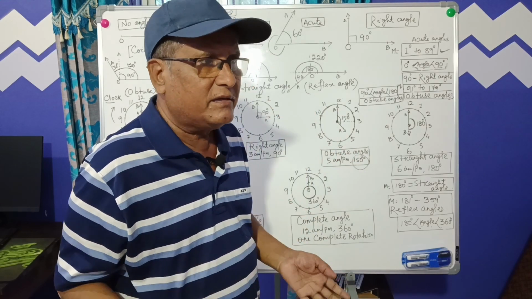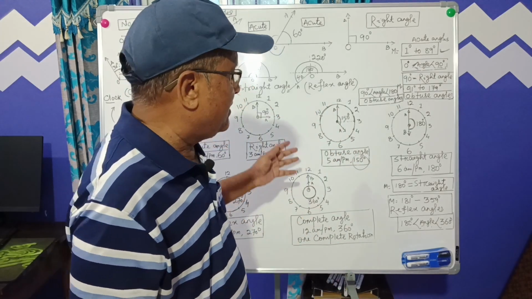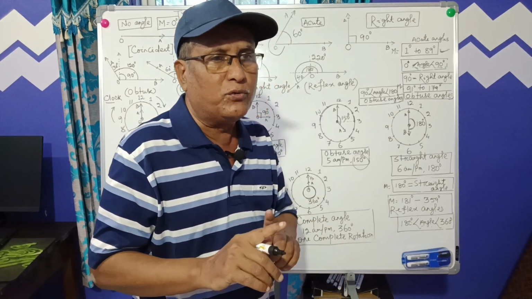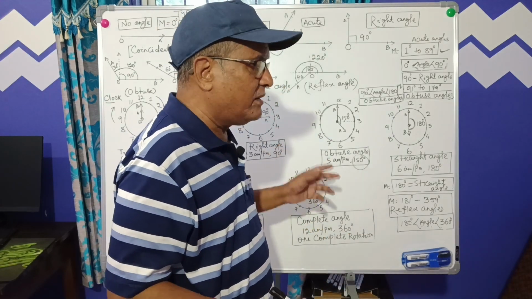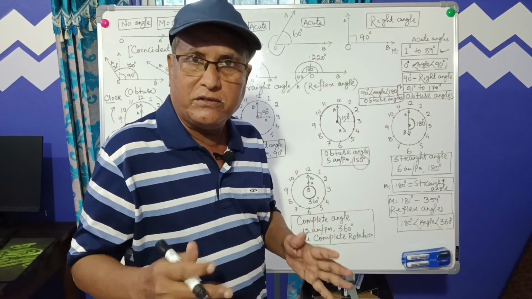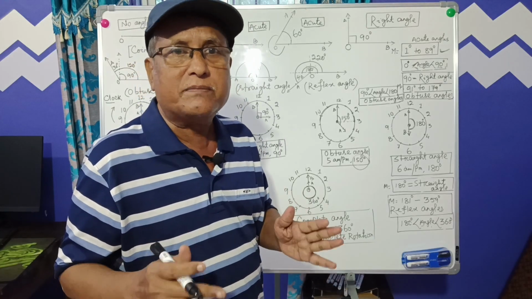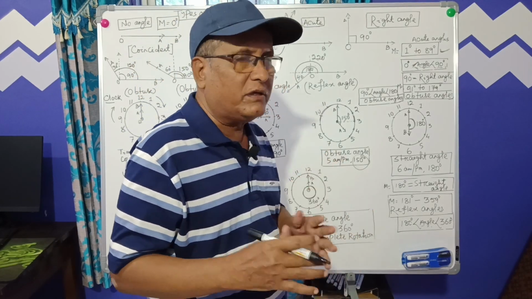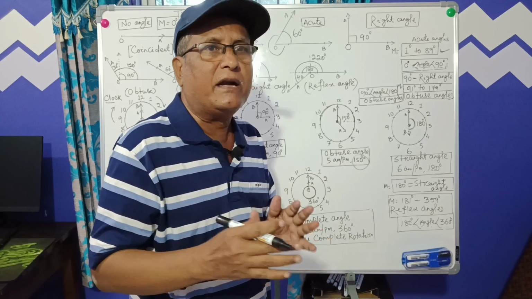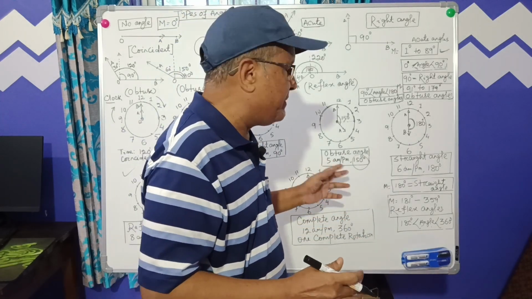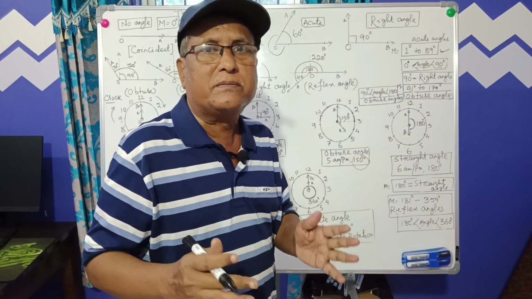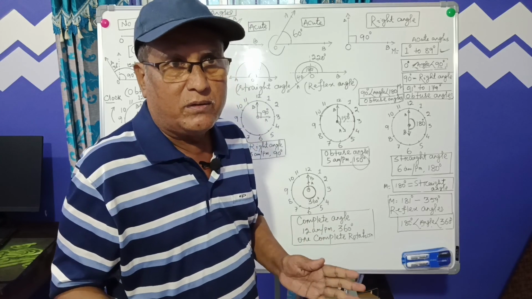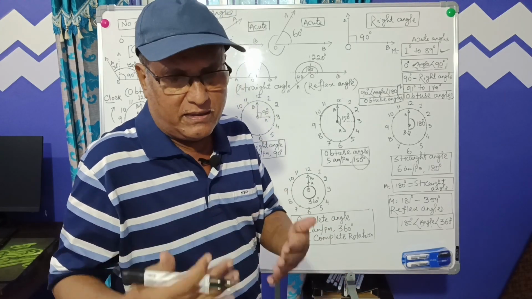In our next class, we shall discuss the relationship between two angles according to their measures. According to the measures, the angles may be complementary to each other, the angles may be adjacent, the angles may be isolated, or the angles may be supplementary to each other. We shall discuss in our next class.